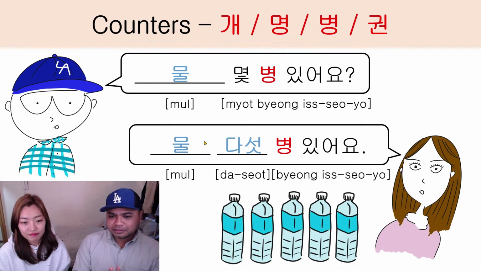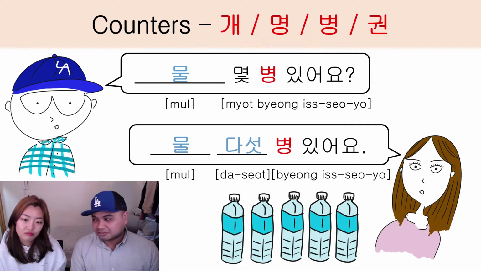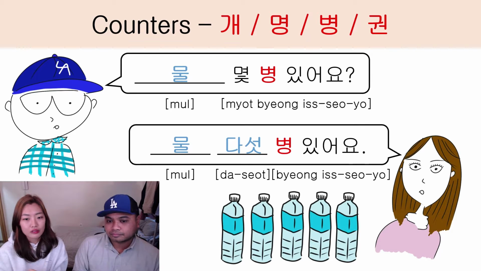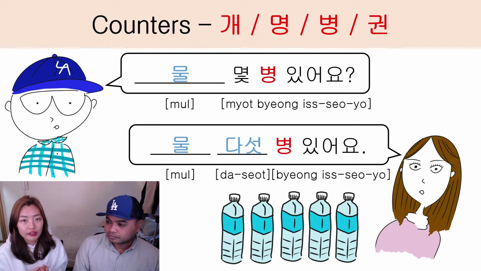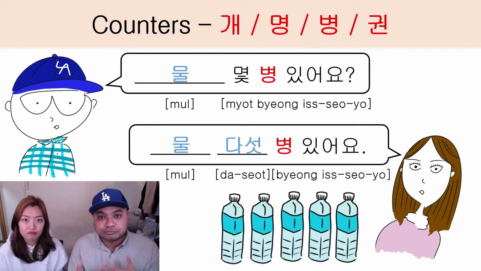Now, can I ask you a question? You know, we put spaces in between words. I think when you write it down, you need to put the space between 다섯 and 병. But when you just pronounce it, I think you just say 물 5병 있어요. So, I think that's something you should take note of when you're speaking.